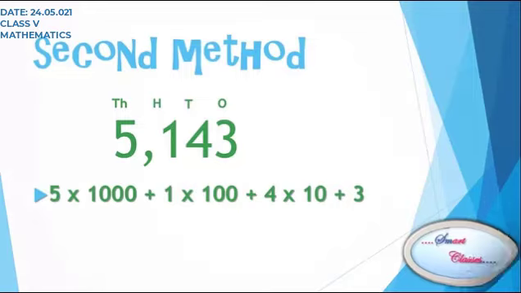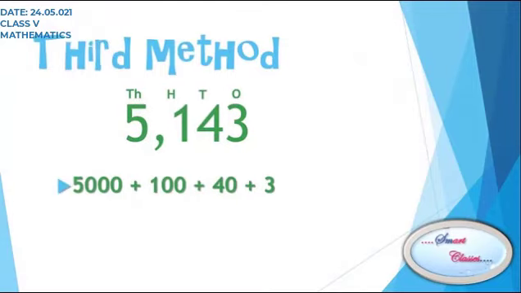Now the third method. Again we are using the same number, and here we will again take help with the place value chart. So 5 is on the thousands position, so we'll write it as 5,000 plus 1 is on the 100th position, so 100 plus 40 is on the 10th position, so 40 plus 3 is on the ones position, so 3. So 5,000 plus 100 plus 40 plus 3. This is your third method of expanded form.